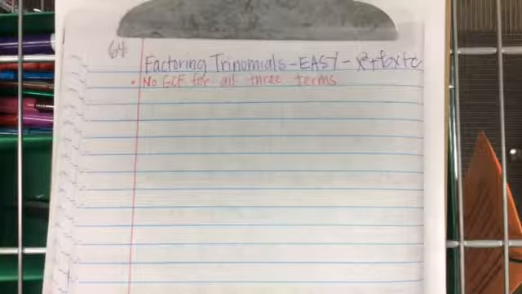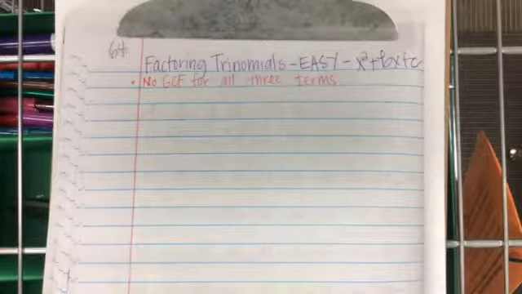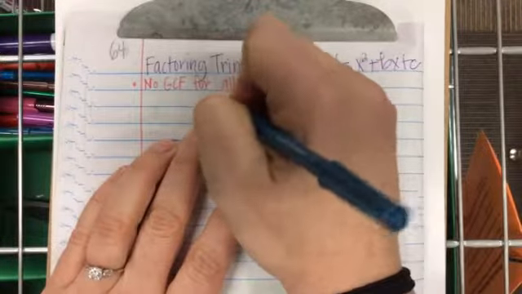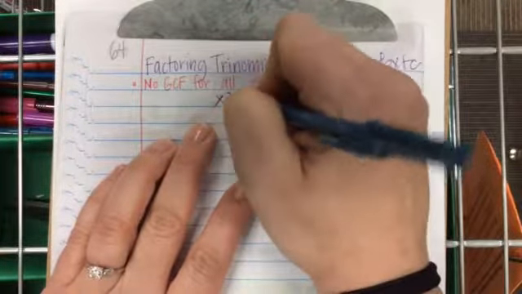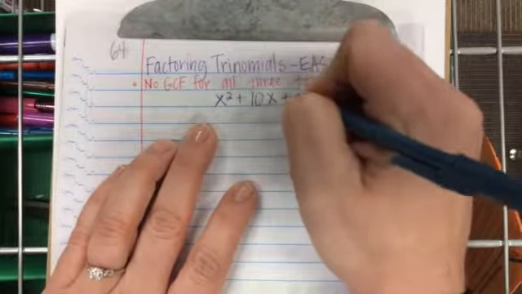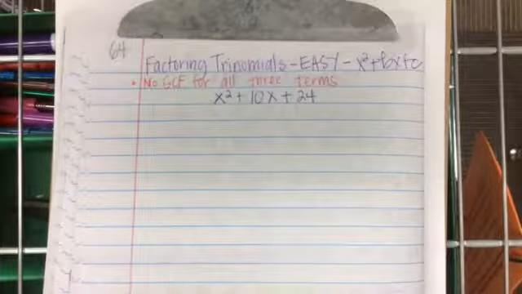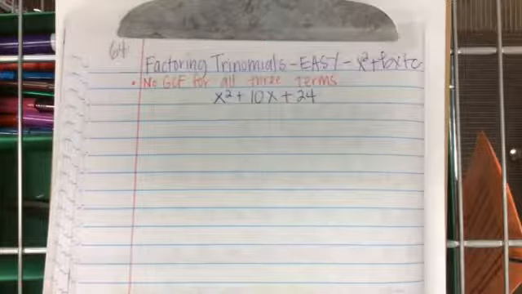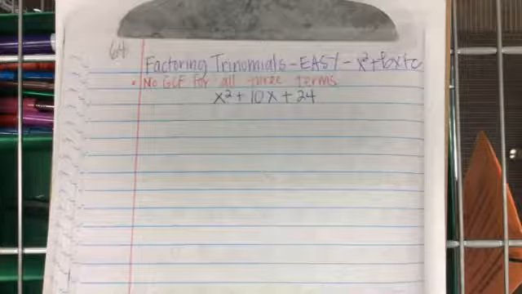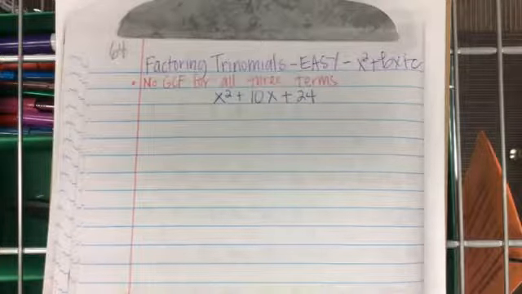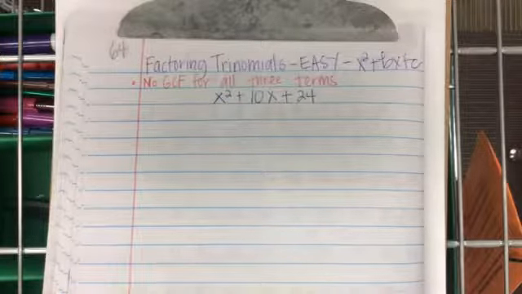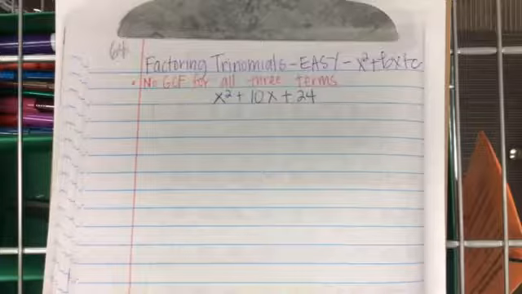Right? Yesterday, we would have looked at them and said, okay, just pull out the greatest common factor. For example, x squared plus 10x plus 24. If you were given this problem yesterday, your problem would have been your answer. There's no greatest common factor. It's done.